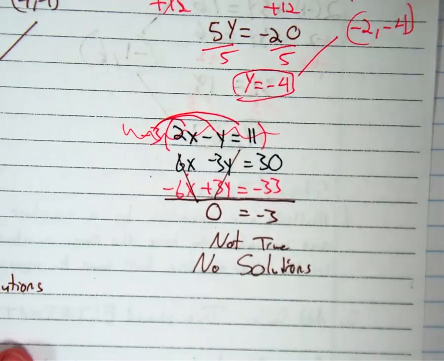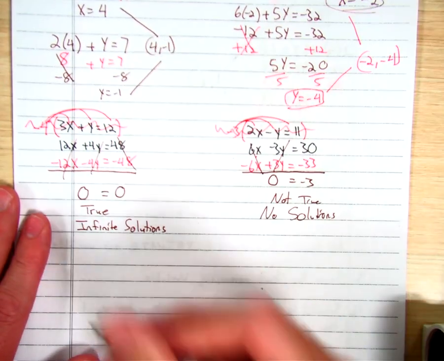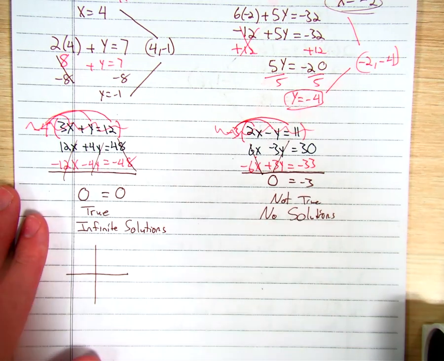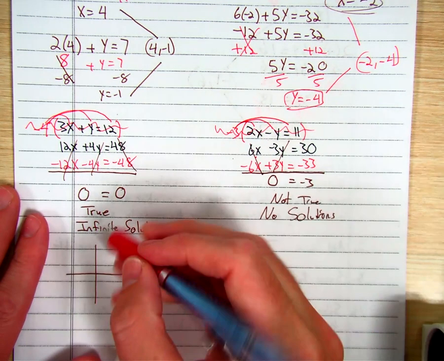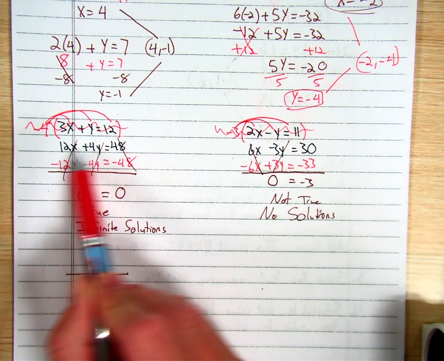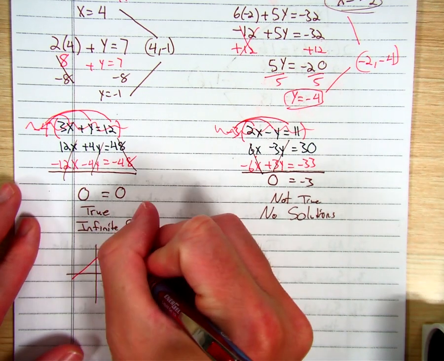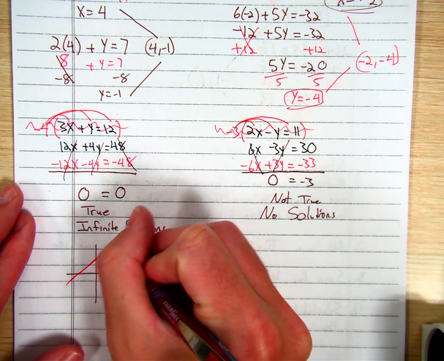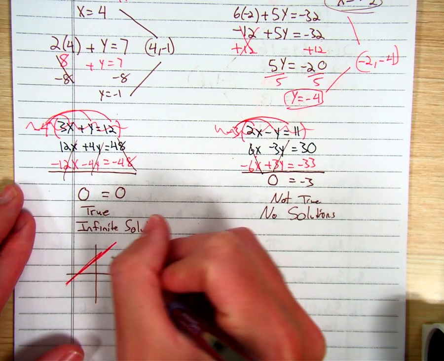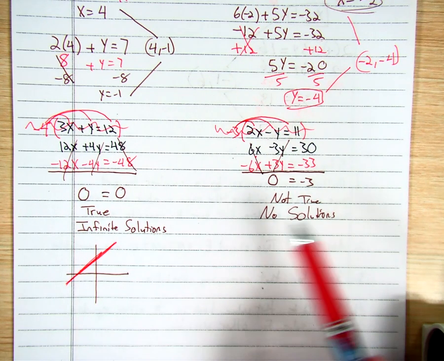Okay? And in case you forgot from the previous lesson, what that looks like is that these are literally the exact same line. If you can look here, you can see that this is literally just 4 times the one above it. So it's literally the same line. There's the first line, there's the second line right on top of it. They share all their points, so it's infinite solutions.